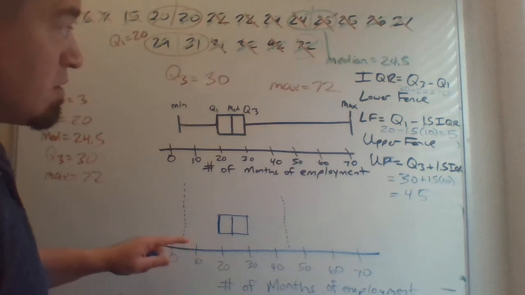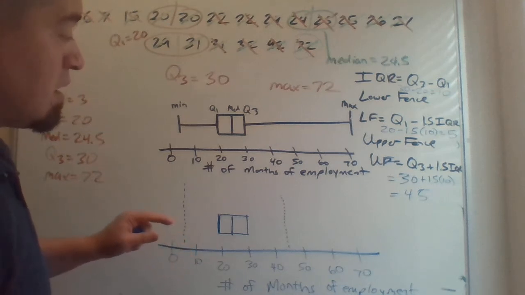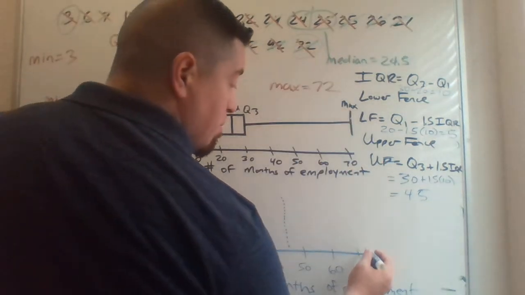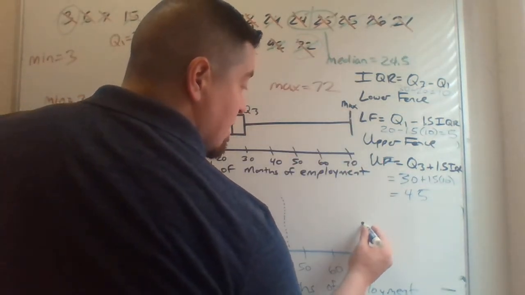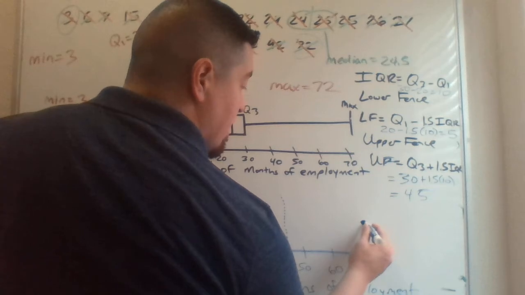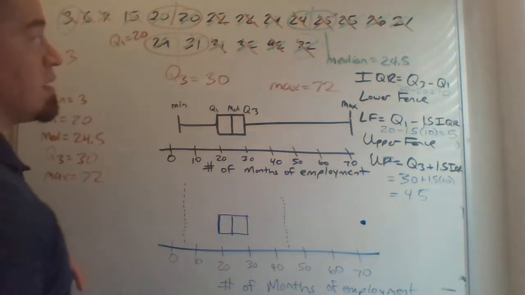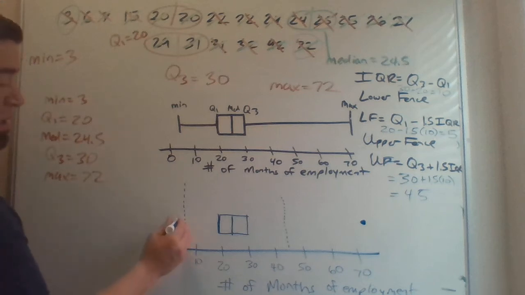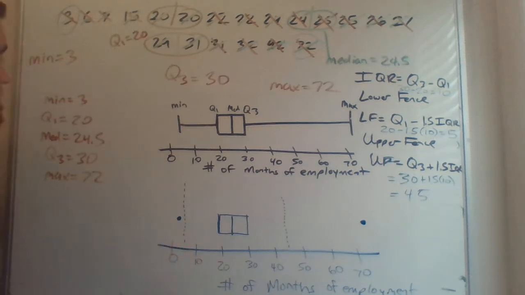Now, if we see a number outside the fence, like 72, we're going to go ahead and just make a point. And this would be considered an outlier at 72. And we see an outlier before the lower fence at 3, so I'm going to put a point there at 3. And that's an outlier at 3.